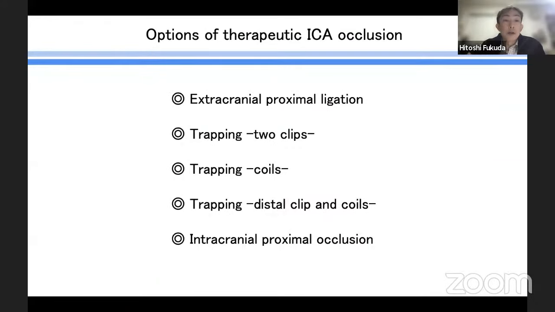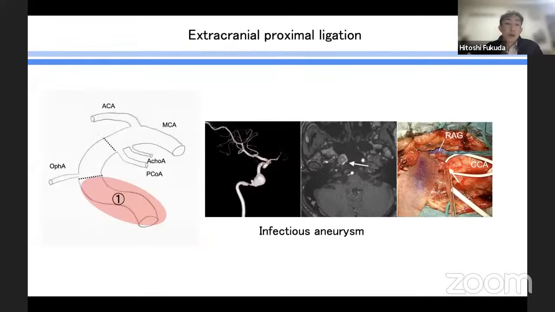Next, I'll show you several options of therapeutic ICA occlusion after high flow bypass. This is a case of extracranial proximal ligation. When the lesion is located extracranially, proximal to the ophthalmic artery, we can just ligate the proximal ICA to cure this lesion.